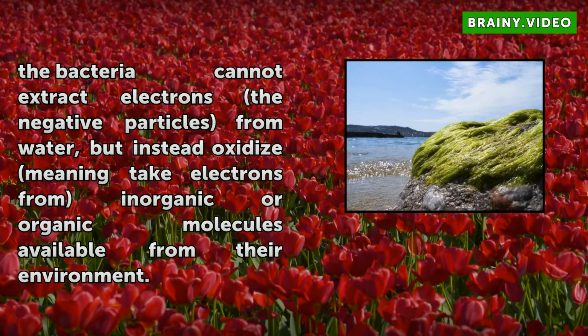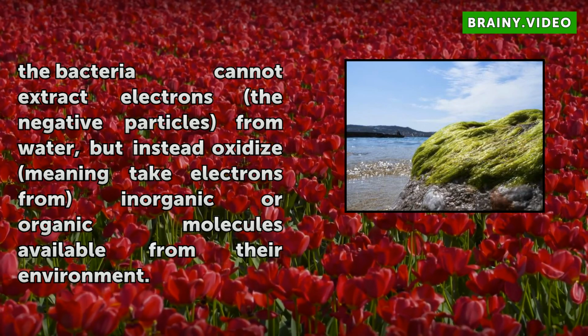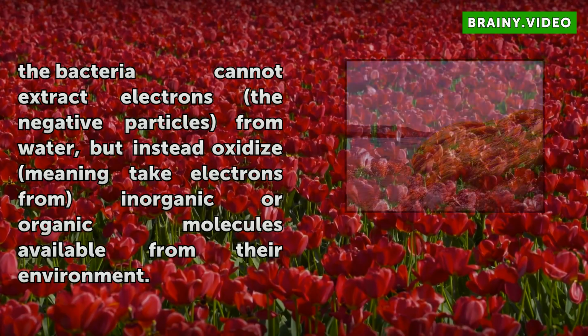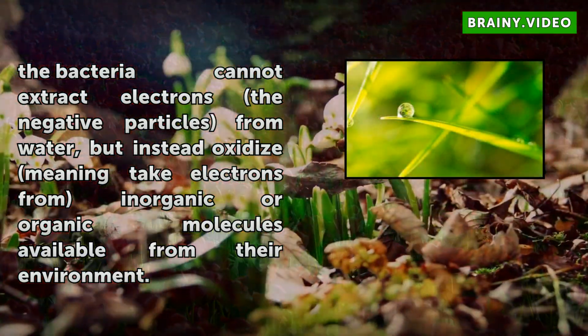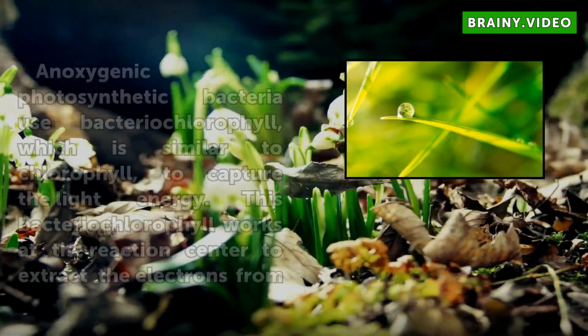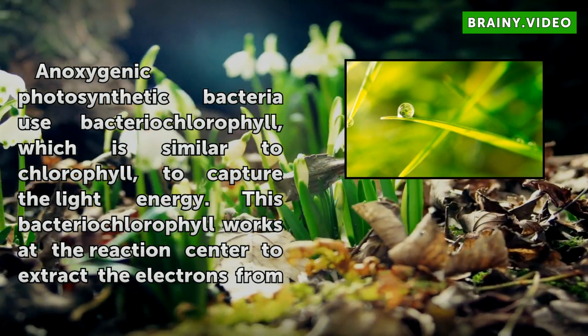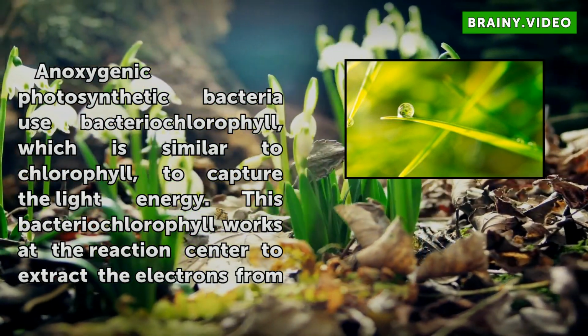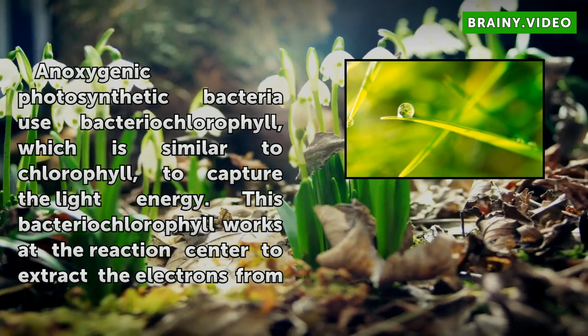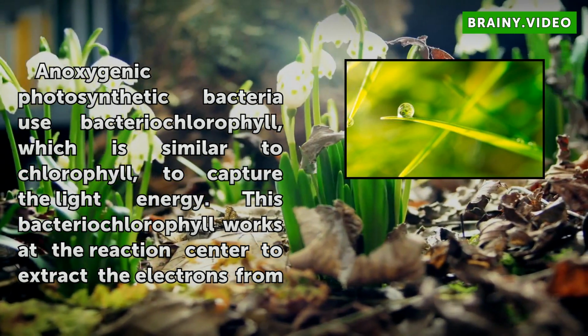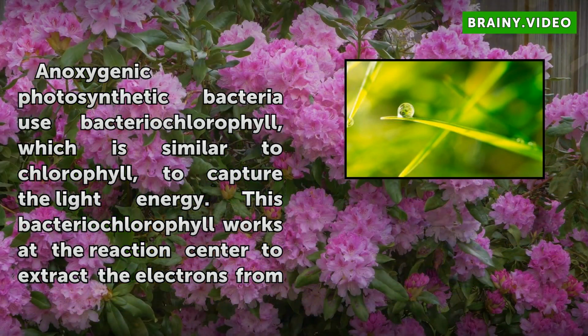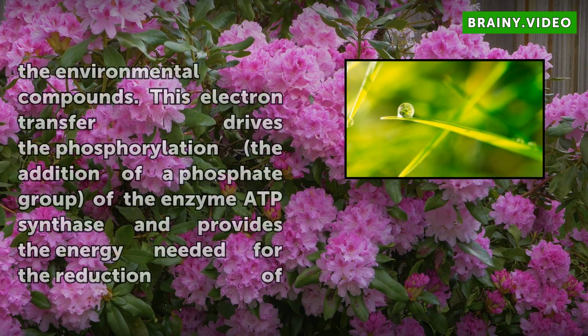Anoxygenic photosynthetic bacteria use bacteria chlorophyll, which is similar to chlorophyll, to capture the light energy. This bacteria chlorophyll works at the reaction center to extract the electrons from the environmental compounds. This electron transfer drives the phosphorylation, the addition of a phosphate group of the enzyme ATP synthase, and provides the energy needed for the reduction of the carbon dioxide, which means it accepts electrons.